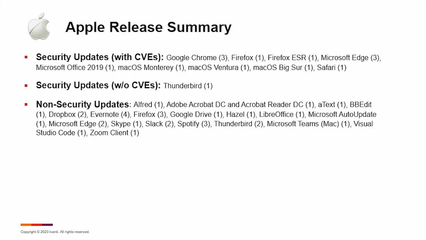Apple, as we've tried to do in the past few months here, we've tried to give you an update on what are all the Apple updates or third-party updates on the Apple platform that have come out. So they're the same 3 Chrome updates: Firefox, ESR, Edge, because it's Chromium based, had 3 updates there. And then Chrome and Edge both get the latest 114 build. It's kind of confusing having it start and end with 114 for that build. Microsoft Office 2019 on Mac, macOS Monterey, Ventura, Big Sur, and Safari all had updates in the past few weeks. And then Thunderbird had a release, but that one did not have any CVEs tied to it. And then you've got your non-security. These are specifically like feature updates.